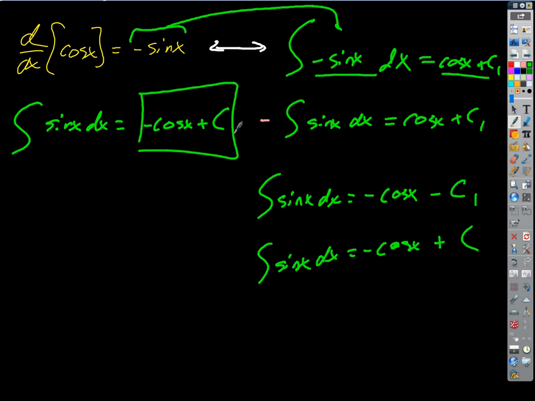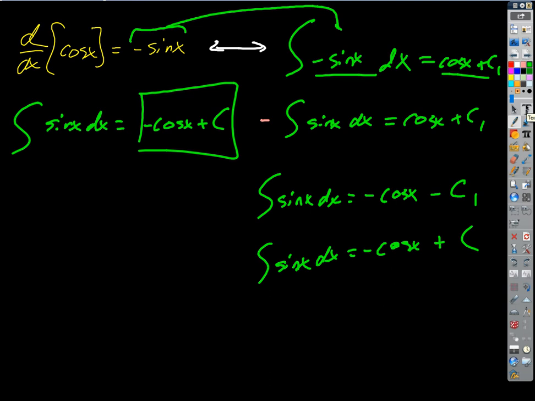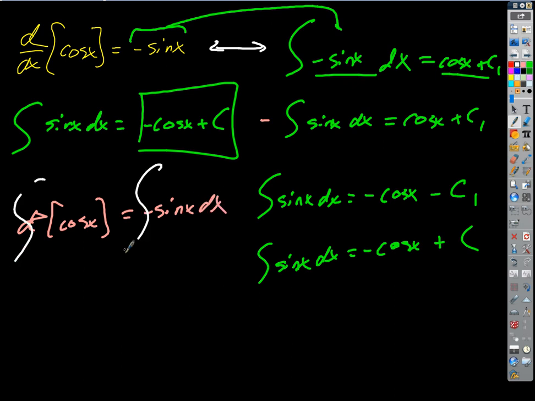Okay? I skipped some steps, we could have gone through that whole process. We could have broken this up into differential form. I could have integrated both sides to undo the derivative, right? And I would have ended up with that, right? You get the idea, okay? And then we just solve for sine x, okay?